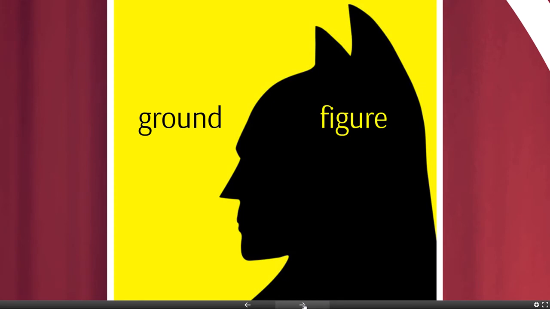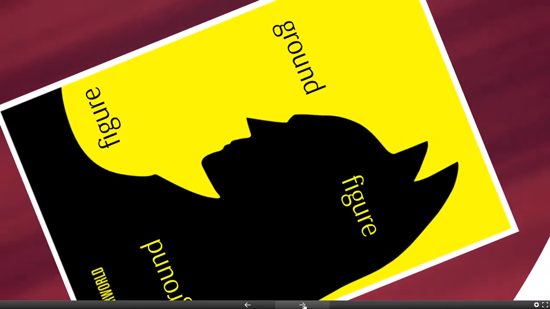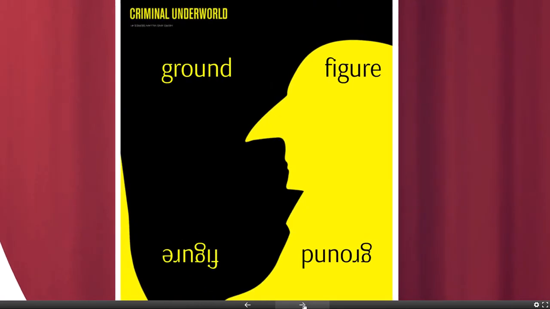Ground is background. It appears to be behind the figure. Figure is something, background is nothing. And in art, this is an illusion. Art is a flat two-dimensional surface. We are creating the illusion of three-dimensional space. And we can play with the ideas of figure and ground, as we see here in this Batman poster.